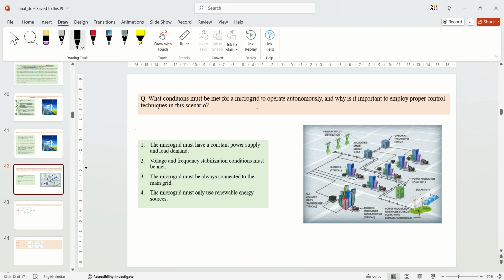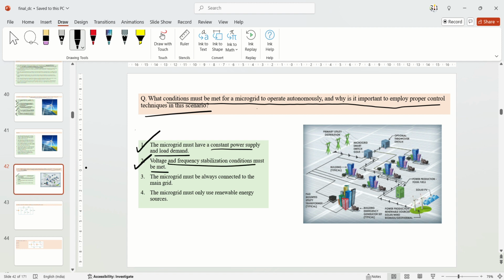And the next question is related to what conditions must be met for a microgrid to operate autonomously and why it is important to employ power control. I'm reading out the statements. The microgrid must have a constant power supply to the load demand. That is true. Voltage and frequency stabilization conditions must be met. That is true. The microgrid must also be connected to the main grid. That is also true. The microgrid must only use renewable energy sources. That is false. The microgrid must always be connected. That is also false.